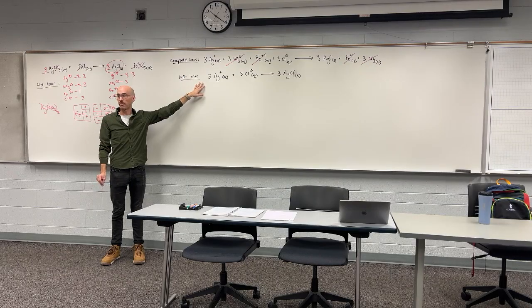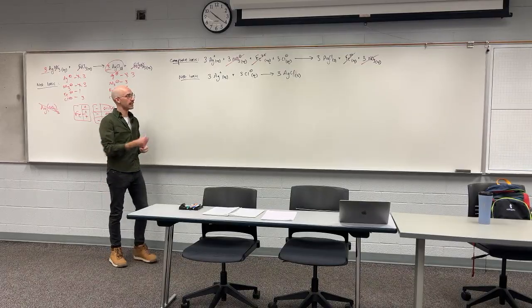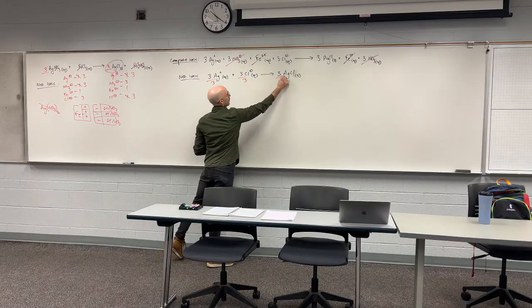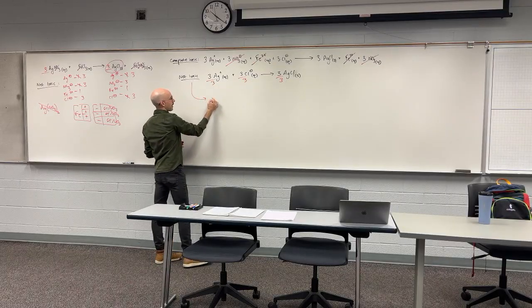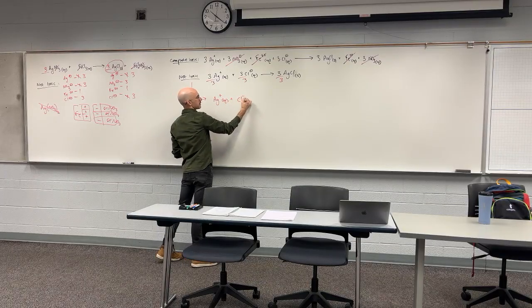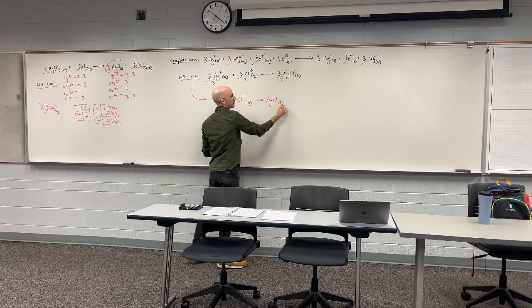Some of you are saying I get points, some of you are saying lose points. What's wrong with this balanced chemical equation? This is not the lowest ratio of whole numbers, the lowest ratio of coefficients. Divide all of my coefficients by 3, and the true net ionic equation is Ag+ aqueous plus Cl- aqueous gives me AgCl solid.